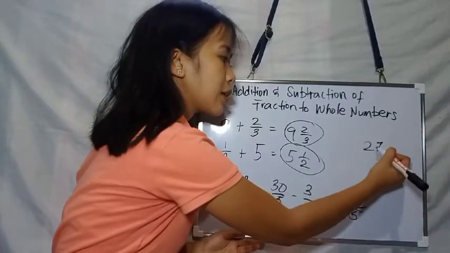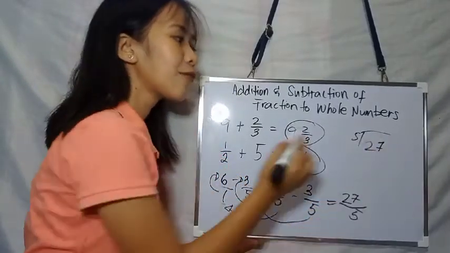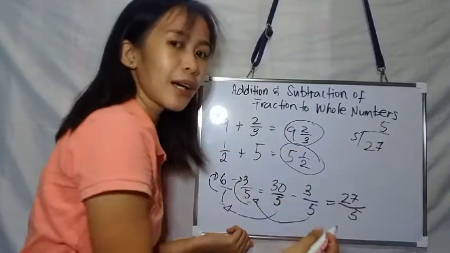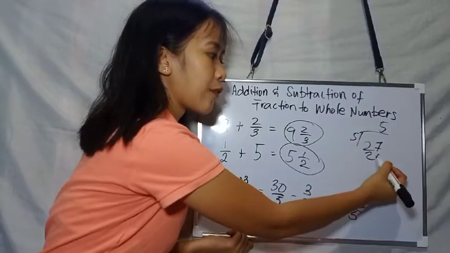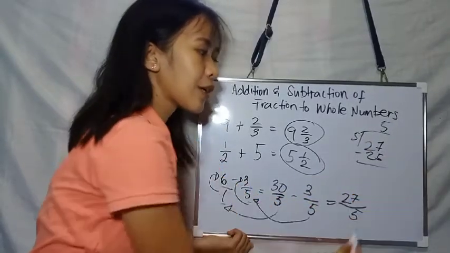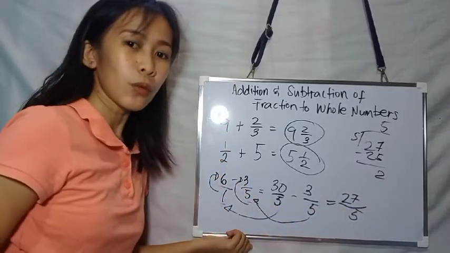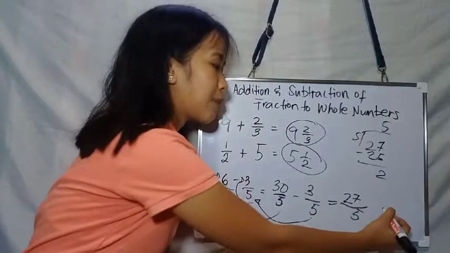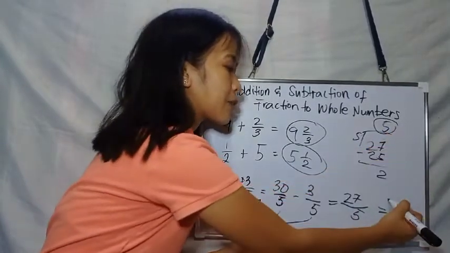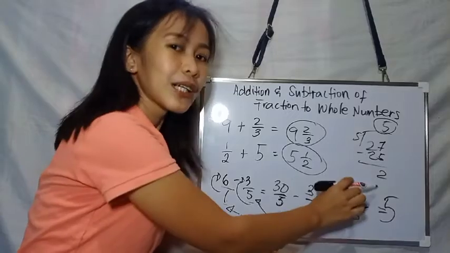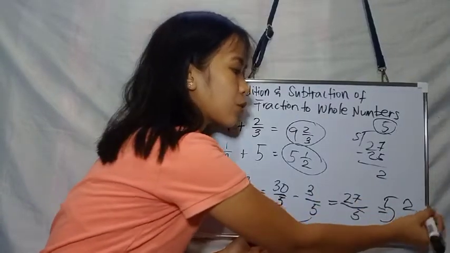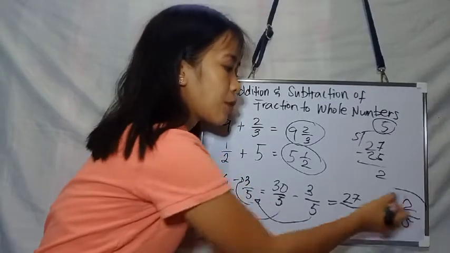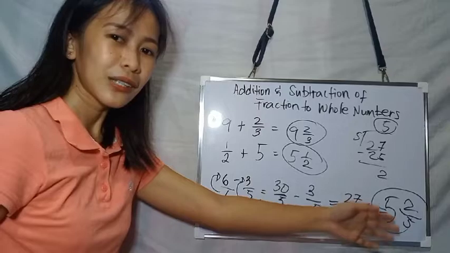We have 27 divided by 5. Oh, ilang 5 meron kay 27? Diba 5? So, just put 5 there. And then, 5 times 5 is 25. Ayan. And then, 27 minus 25 is 2. And then, ilalagay nyo lang yan sa proper placing ng mixed number natin. Diba? So, ang ating sagot ay 5. Ayan na yung pinaka-whole number. And then, yung ating remainder na 2, yun na yung magiging numerator. And then, just copy the denominator. And then, the answer will be 5 and 2/5.